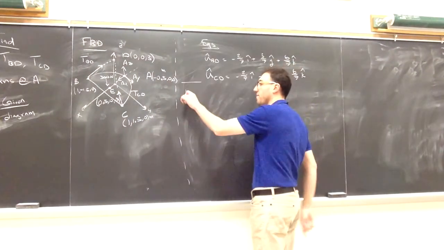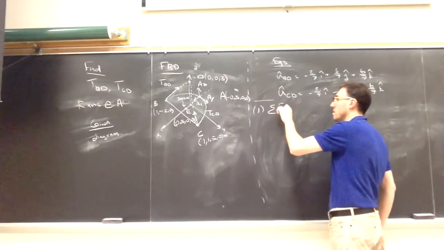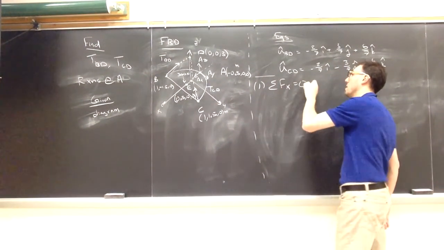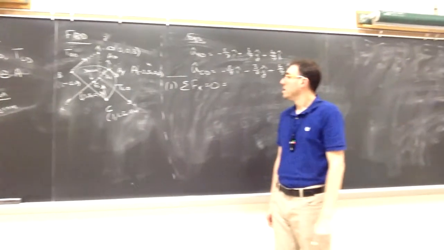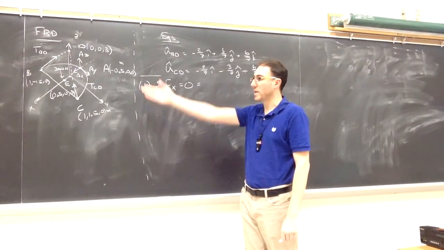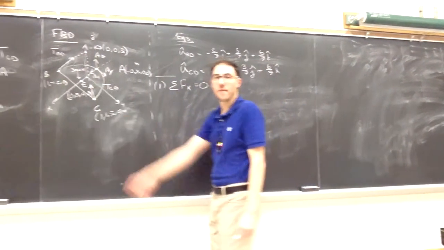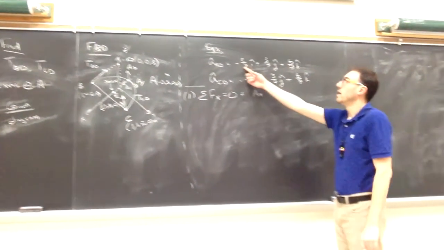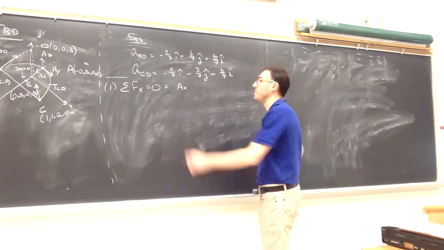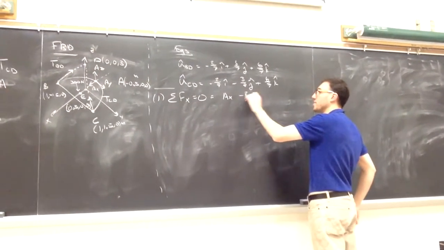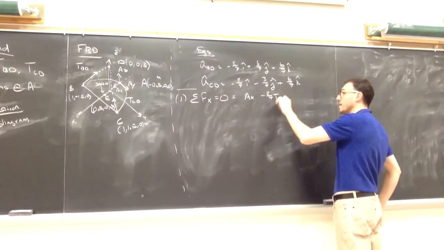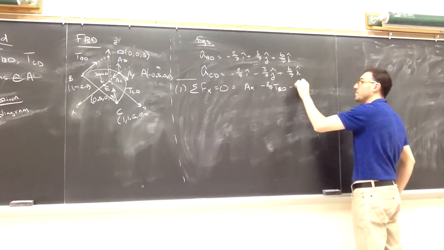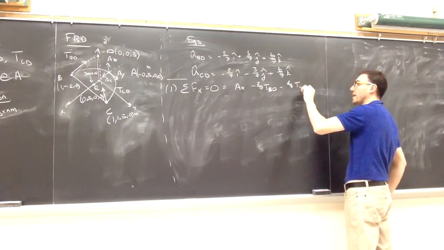All right, let's start with the force equations. These are going to be more straightforward. Looking at our x direction, we have all of AX I assumed was positive. I'll have a component of the tension BD, so negative 2/7 TBD, and minus 2/7 TCD.